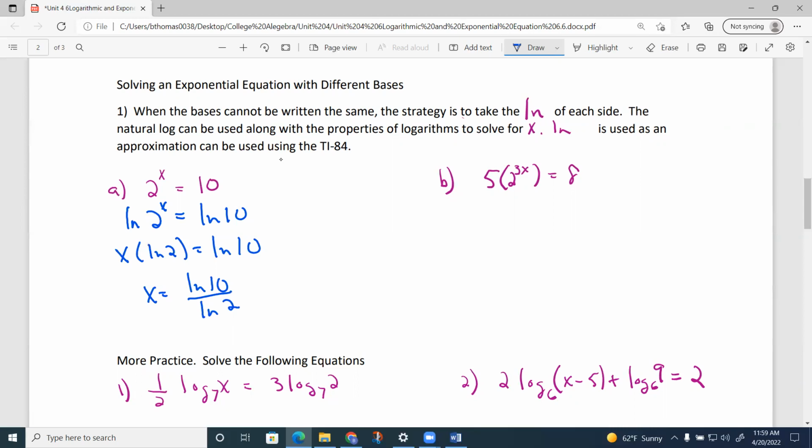So let's look at this next example. The first thing I want to do to solve this for x is to get rid of this 5. So I'm going to divide both sides by 5. So this becomes 2 to the 3x equals 8/5.